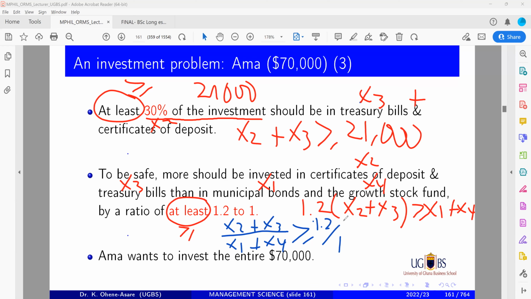And then after here, what do you do? You do what you've done. You cross multiply. And when you cross multiply, you will get what you gave me up here. So when you cross multiply, 1.2 will be multiplying x1 and x4. And then the rest will follow. But even after here, you have to do something. What do you have to do? And who can do that?